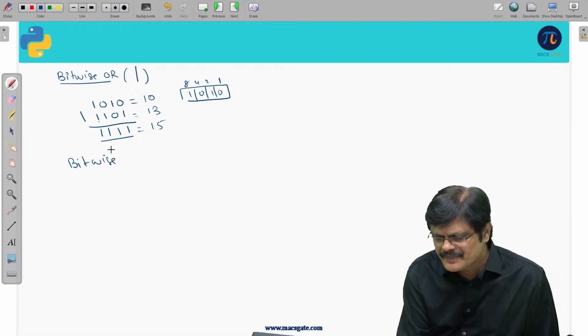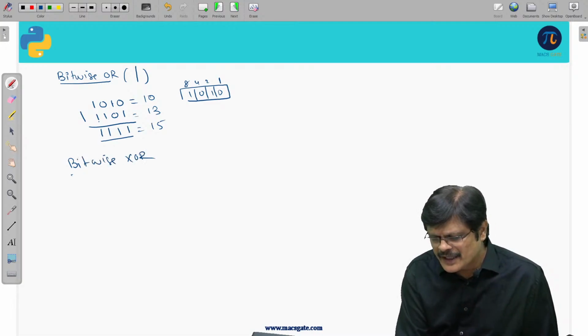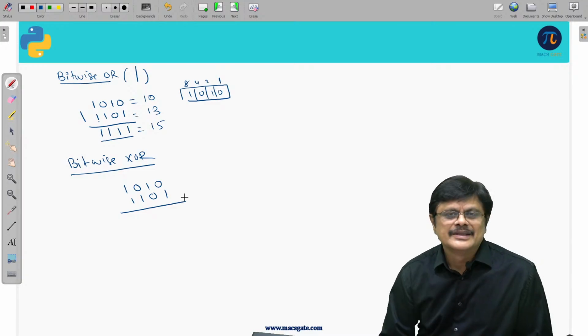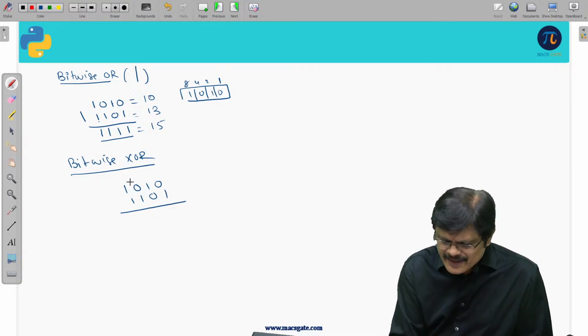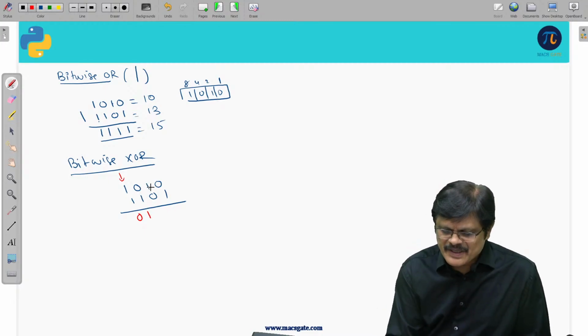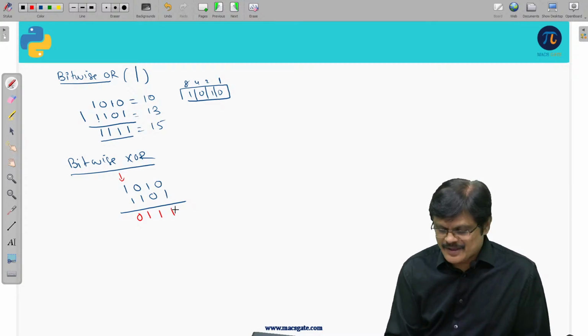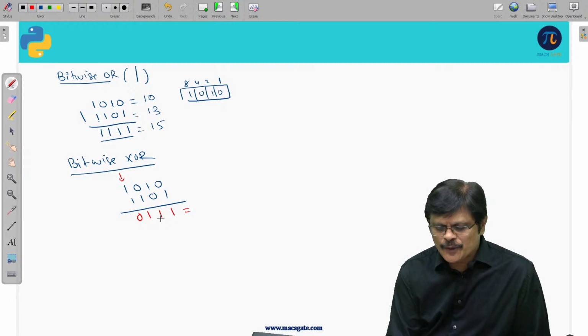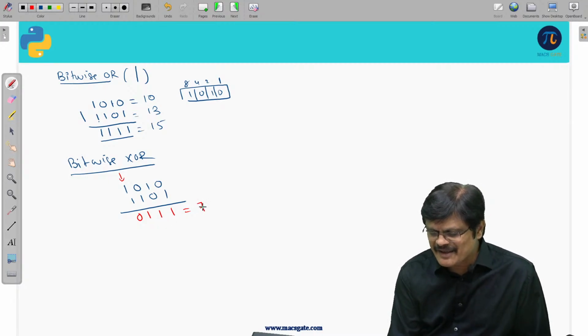Bitwise XOR. You can take the previous example also, like 1 0 1 0, 1 1 0 1. Now here what happens? There is a matching, so the answer is 0. 0 1 not matching, you get 1. 1 0 not matching, you get 1. 0 1 not matching, you get 1. So the required answer here is 1 2 4, that is 4 plus 2 is 6, 6 plus 1 is 7, the answer.